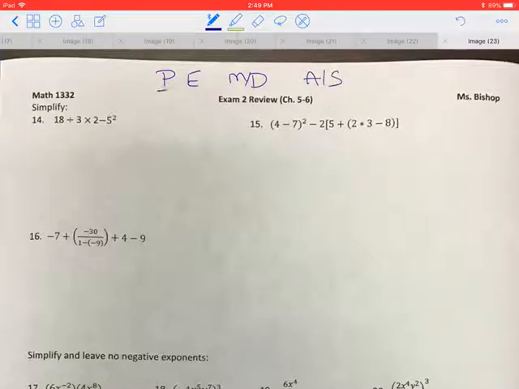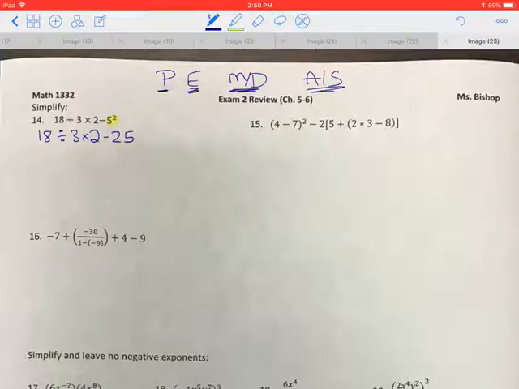Okay, so first we do parentheses, then exponents, then we go left to right doing multiply and divide, left to right doing add and subtract. So if I look at number 14, I don't have any parentheses, but I do have an exponent. So what I want to do first is I want to square that 5. The negative does not get squared because it is not in parentheses. So the negative comes down. 5 squared is 5 times 5, which is 25.